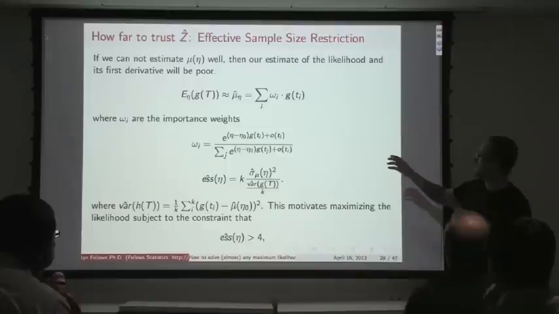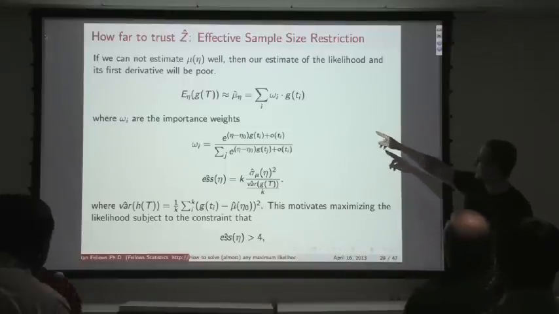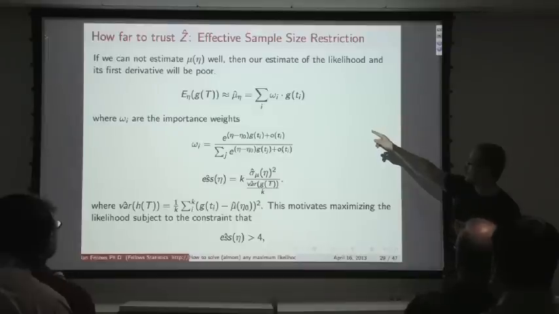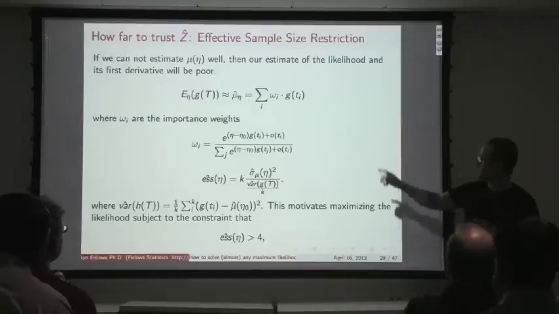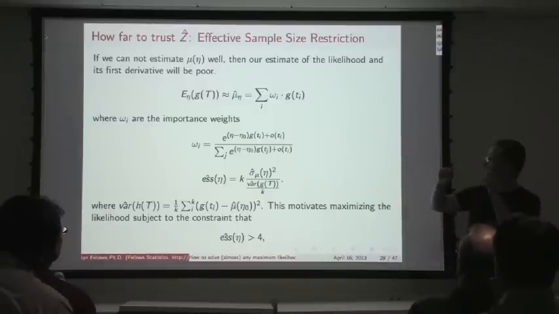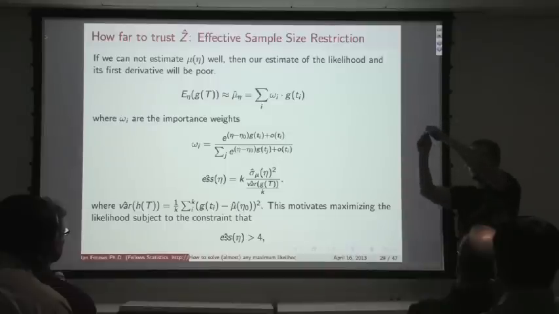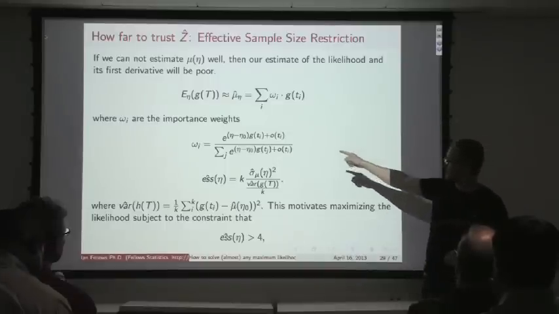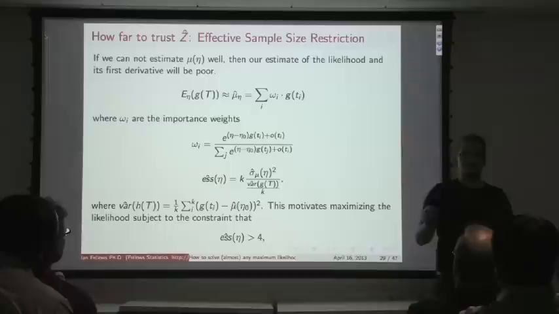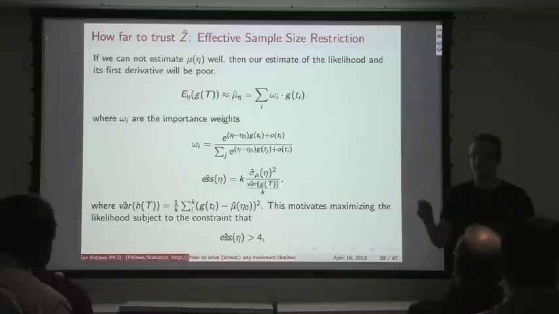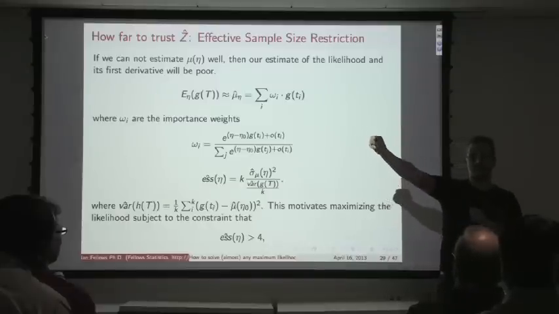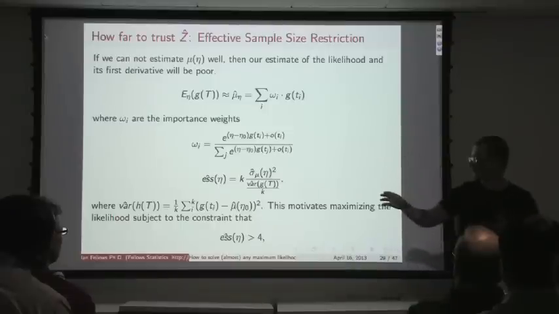And remember, our mean value parameters are just the importance weighted versions of our statistics, right? So we've got a sample from eta naught, and we want to estimate the mean value parameters at eta. So we importance weight the sample to get out there. And remember that we can calculate the standard error of that estimate. So what we can do is limit the effective sample size: if the effective sample size of our estimate out here is really low, then we shouldn't trust it.